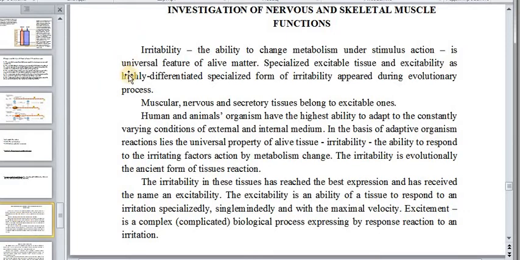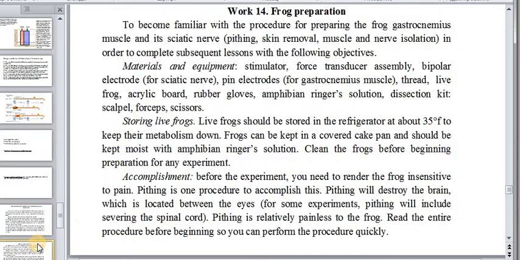about irritability of different cells and tissues, which just change their metabolism. And you know, three tissues, muscular, nervous and secretory tissues, belong to excitable ones. And there we have this work. This is the first lab work, and here we prepare the frog for the lab work.